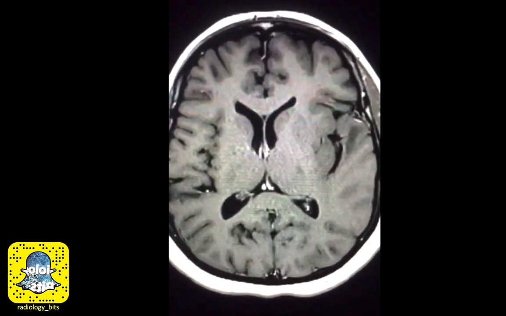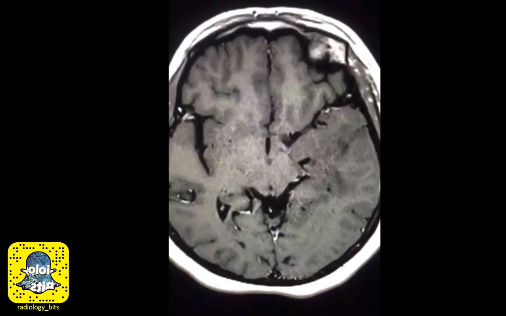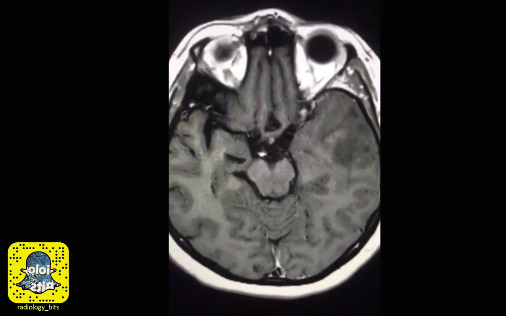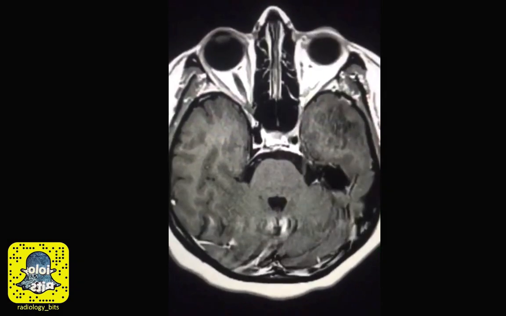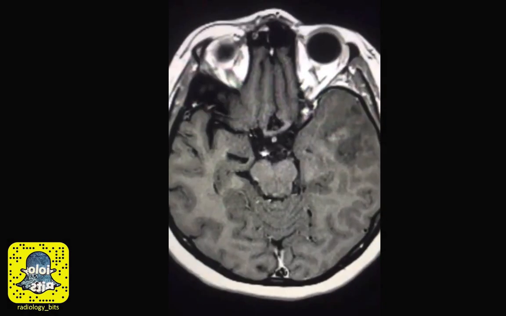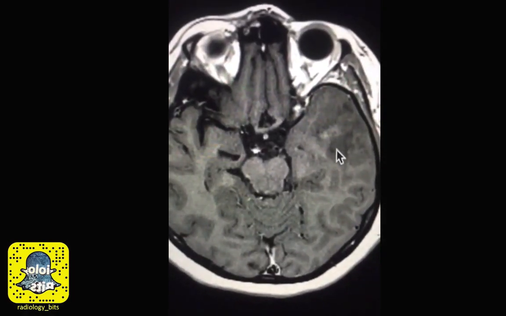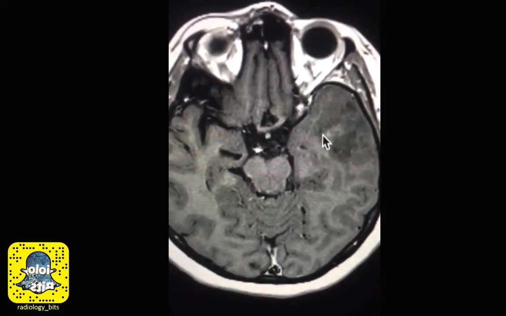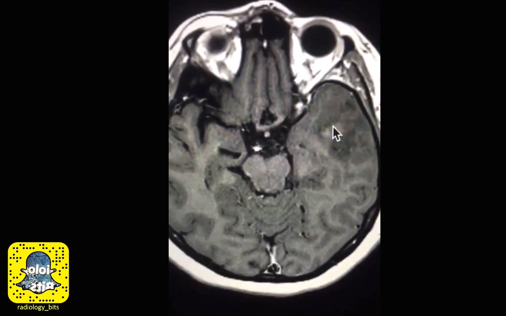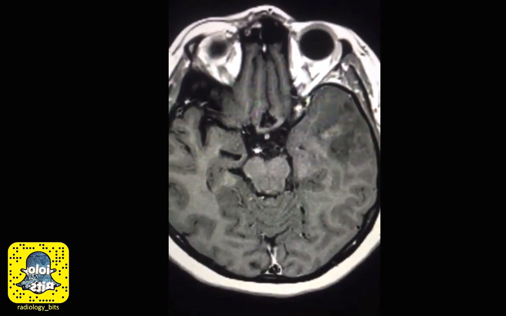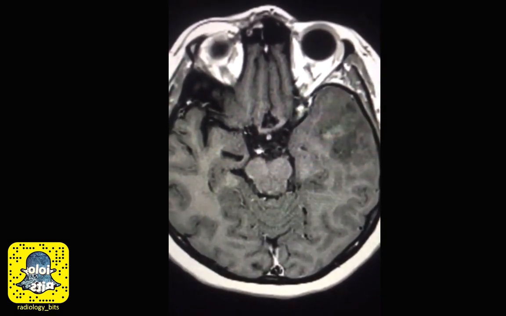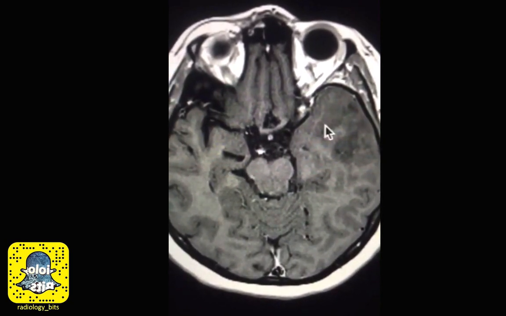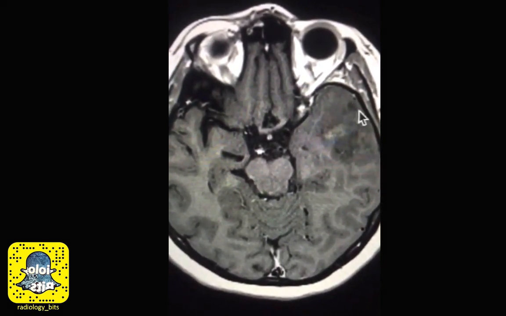Now this is T1 with contrast. I'll give you a chance to look at this. After giving contrast, most of the lesion does not enhance. There's only these areas of patchy well-defined mild enhancement. So stroke would not classically enhance unless it's subacute, where the enhancement is different in appearance. It's a gyriform enhancement typically.